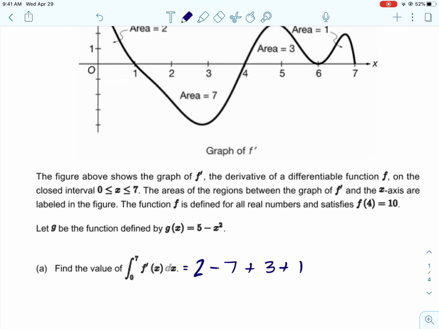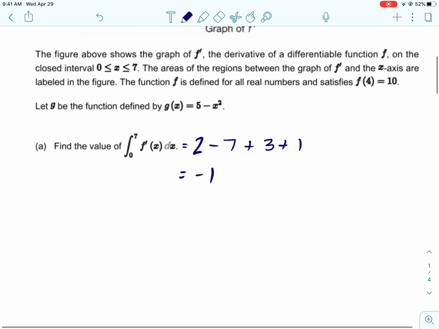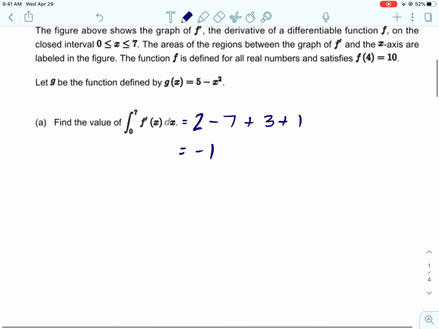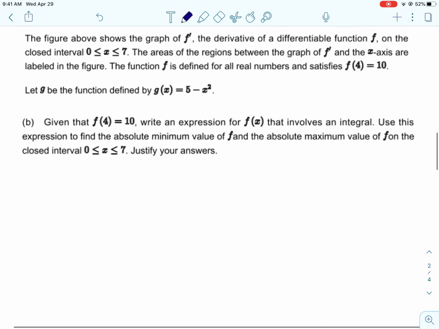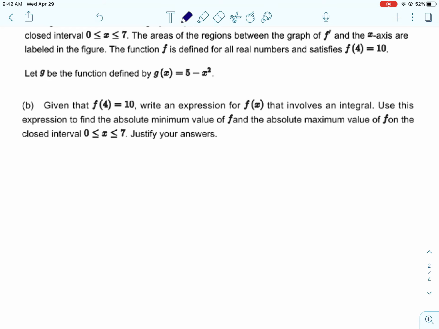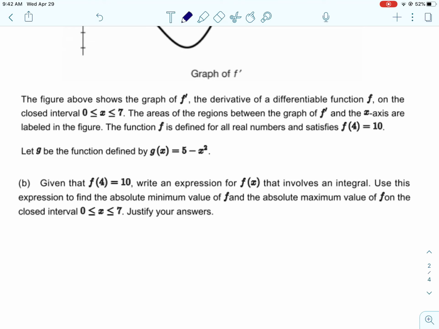So the first area is 2, and it's above the x-axis, so we add. The second area is 7, below the x-axis, so we subtract, and then above we add, above we add. So that is going to give us an integral of -1. Okay, and let's look at the next one.